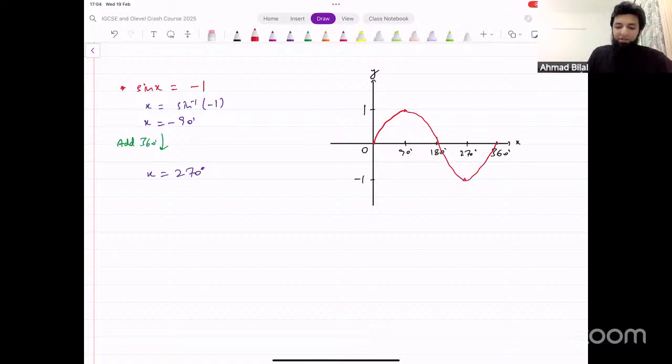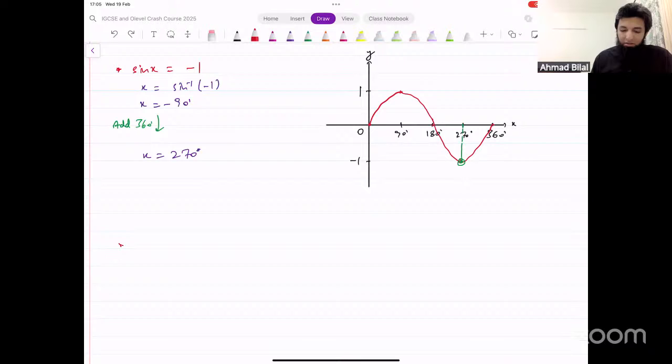Okay. Now, where's 270? 270 is exactly this point here. And at 270, we know that the y value is -1. Now, there's no other value corresponding to this point. As in, at the same level, there's no other value. So this is the only solution that we have for x in this interval. The only solution is x equals 270.